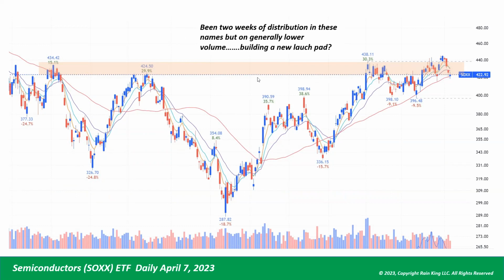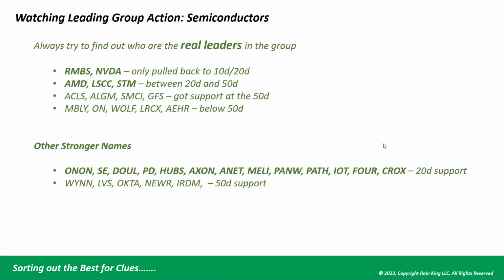So when you start to look at some of the individual names in the semiconductor area, you can see that there actually has been probably about 2 weeks of distribution in individual names here and there showing up on the charts. But in general, it's been on lower volume. So you have to wonder if the lower volume is telling you that there's not heavy selling in semiconductors, at least not yet. And maybe we're going to base out and build a little launching pad here to push through, which will probably push the NASDAQ through its point of resistance as well. So let's look at this a little further.